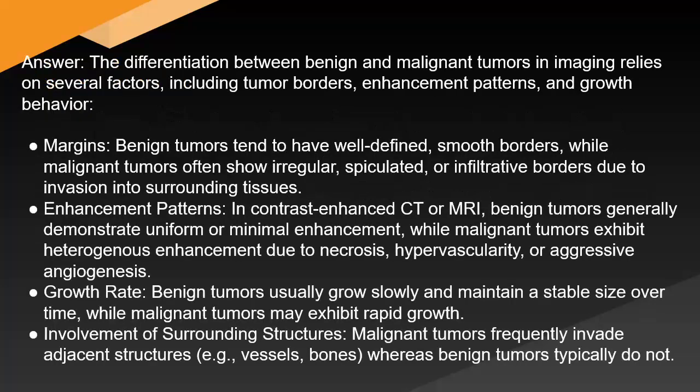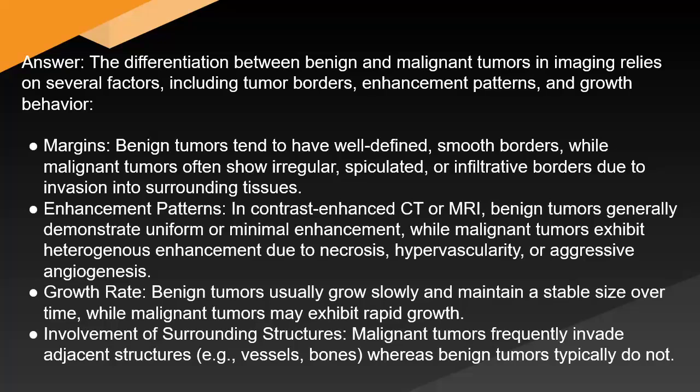The differentiation between benign and malignant tumors in imaging relies on several factors, including tumor borders, enhancement patterns, and growth behavior. Margins: benign tumors tend to have well-defined, smooth borders, while malignant tumors often show irregular, spiculated, or infiltrative borders due to invasion into surrounding tissues. Enhancement patterns: in contrast-enhanced CT or MRI, benign tumors generally demonstrate uniform or minimal enhancement, while malignant tumors exhibit heterogeneous enhancement due to necrosis, hypovascularity, or aggressive angiogenesis.